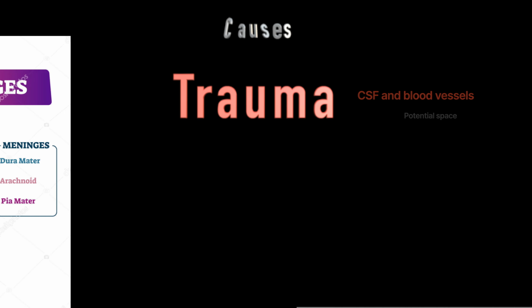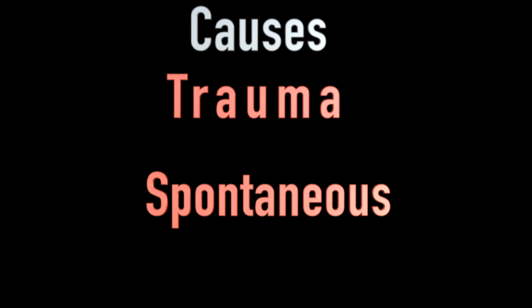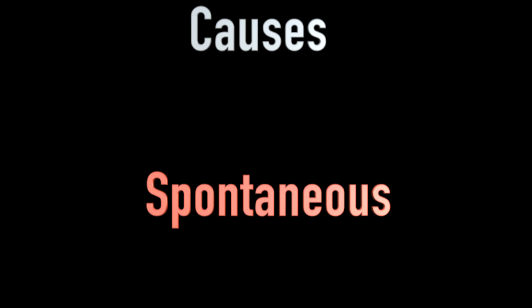Subarachnoid hemorrhage can occur due to trauma, which means you got hit on the head. Either you were involved in a major trauma or you were struck or you fell, something like that, or it can occur spontaneously. In this episode, we focus on the spontaneous cause of subarachnoid hemorrhage.